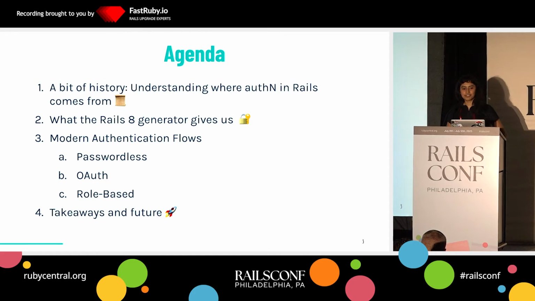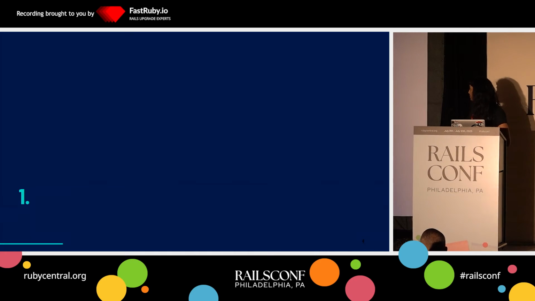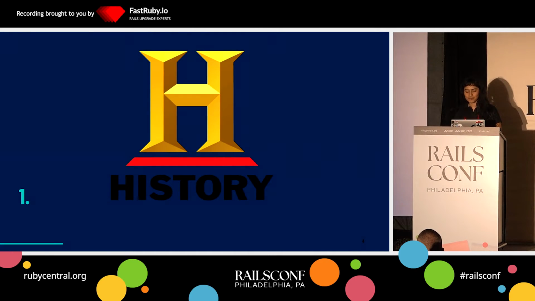So the agenda for today: I'm going to start with a bit of history. I want to understand where authentication in Rails comes from, what its precedents are, and what the Rails 8 generator gives us. Then I'm going to walk you through some modern authentication flows, and finally some takeaways and what's next with this important part of our applications. So first, a bit of history.